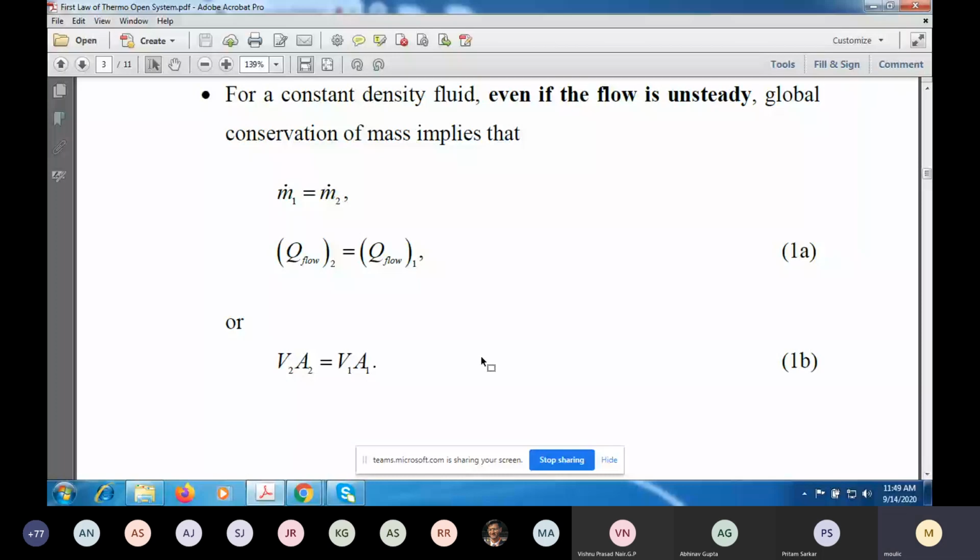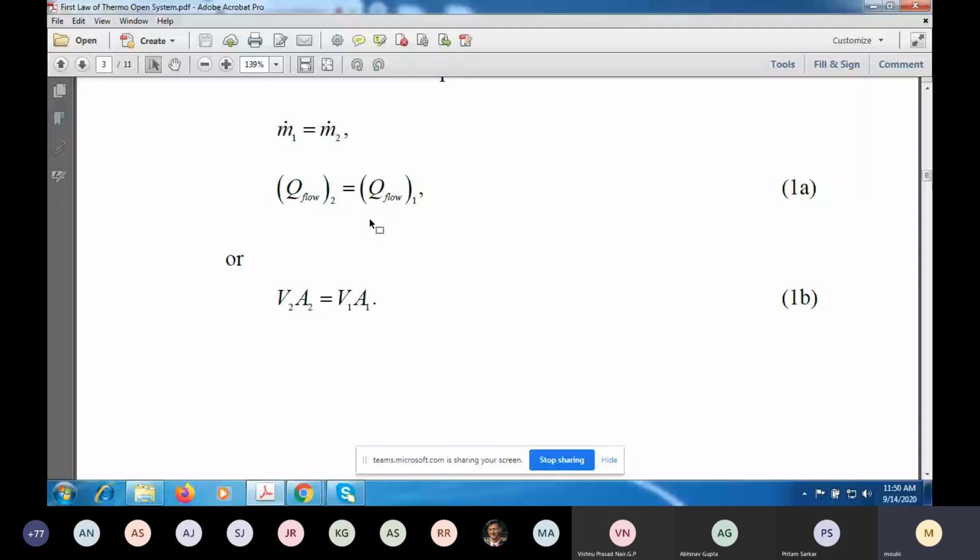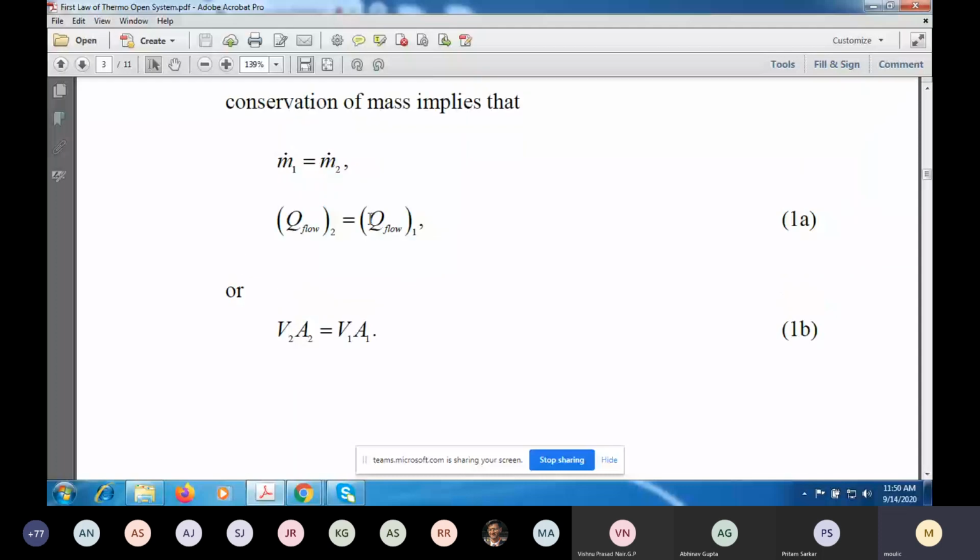And this also implies that the volume flow rate is the same. So it is also conservation of volume. Okay. So conservation of volume and conservation of mass will give you the same answer in this case, because here the rho on the left hand side and the rho on the right hand side will cancel out.